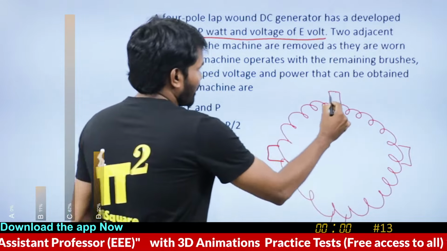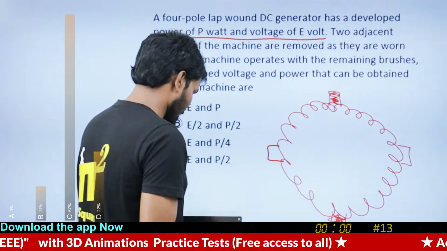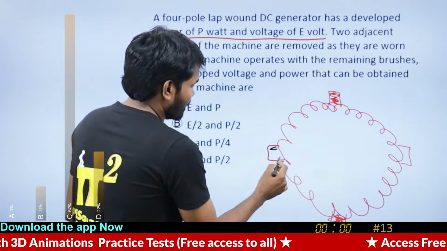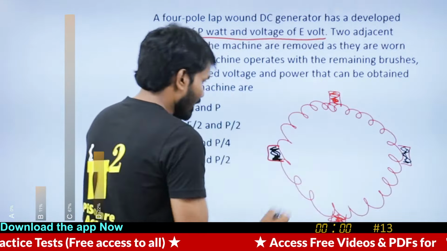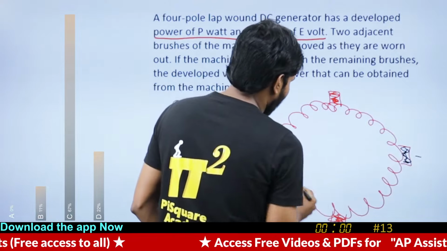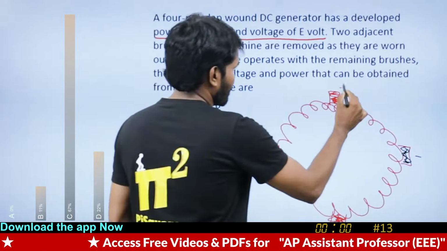Okay, as I said earlier, this is the red brush, this is not a red bus, it is a red brush. This is black, this is black. Careful guys, this is a negative one. Let's take this as the negative brush. This is a positive brush. This is a positive brush.